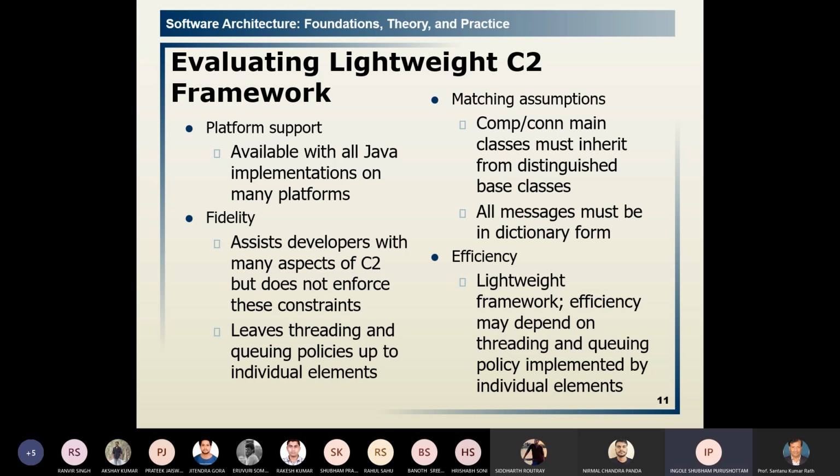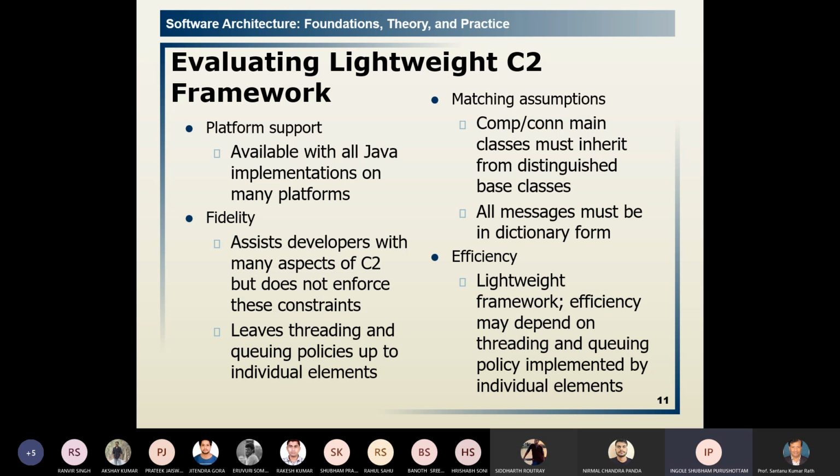And again, the 4 points for evaluating the lightweight C2 framework. First is platform support. It is available with all Java implementations on many platforms. Second is fidelity. It assists developers with many aspects of C2, but does not enforce these constraints. It leaves threading and queuing policies up to the individual elements.